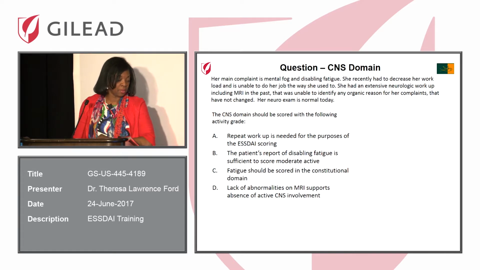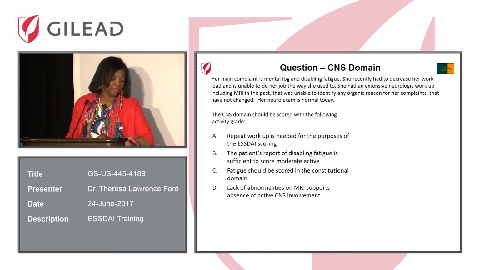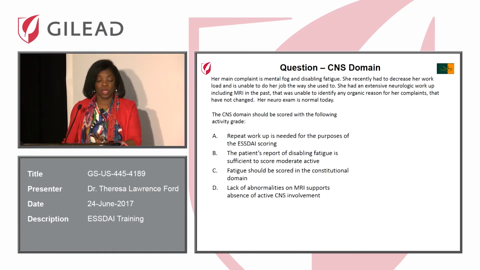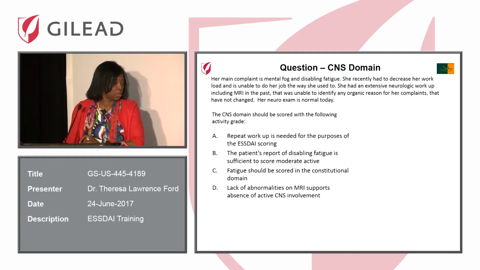So her complaint is mental fog and disabling fatigue. She recently had to decrease her workload, and she can't do her job the way she used to, so functionally she's impaired. She has had an extensive neurologic workup, including MRI in the past, and no specific organic reason was identified for her complaints, and they haven't changed. On today's examination, her neurological exam was normal. So the CNS domain should be scored with the following activity grade. A, should repeat the workup. It's needed for the purposes of the ESSDAI training. B, the patient's report of disabling fatigue is sufficient to score moderate activity. C, fatigue should be scored in the constitutional domain. And D, the lack of abnormalities on MRI supports absence of active CNS involvement.